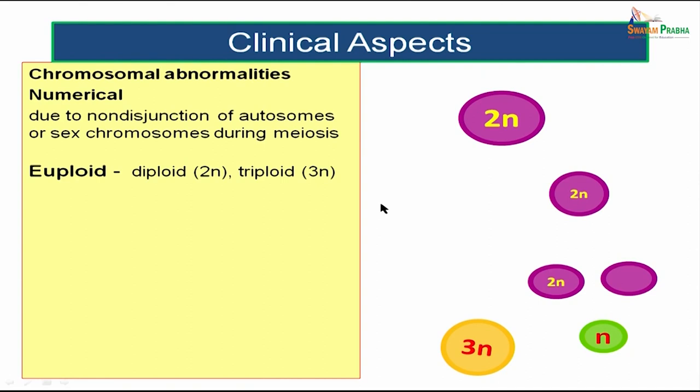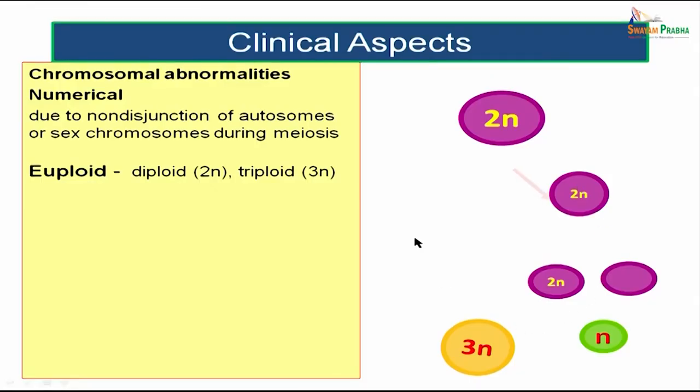Coming to the clinical aspects, chromosomal abnormalities usually happen if there are errors in the division mechanism. We have already discussed mitosis, meiosis, gametogenesis, everything. All these are cell divisions. So if there is some error in these cell divisions, it will be carried on to the daughter cells, and that will result in many anomalies. The chromosomal anomalies can be of two main categories. One is numerical anomalies and the other one is structural anomalies.